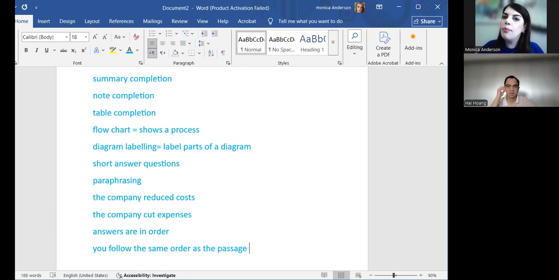So this is really helpful, but for matching heading, no. Unfortunately, we don't have this. So this is the reason why I say that this is a booster, because it's easy to find and to get a better score in it. Of course, you follow the same order as the passage, only for this type of question, that's the completion question.